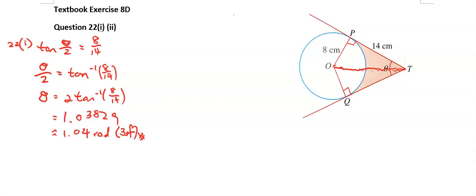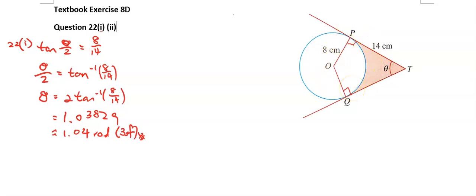Okay, so for the next part we are supposed to find the shaded area. How can we find the shaded area? We can find the area of this quadrilateral here and subtract the sector of a circle, sector PQO.